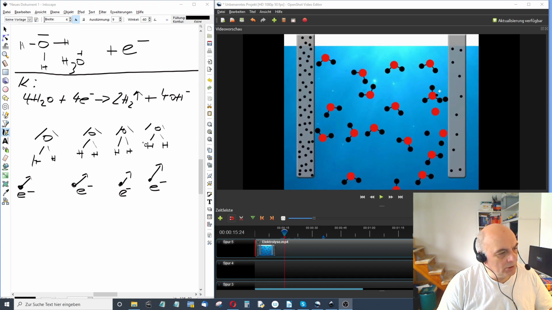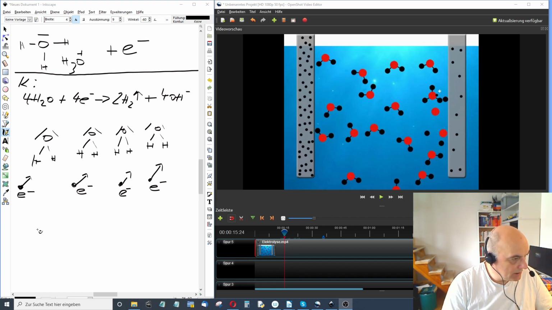The 4 water molecules, they get hit by an electron like a torpedo. And what happens with each hit is the following. The one hydrogen stays the same.